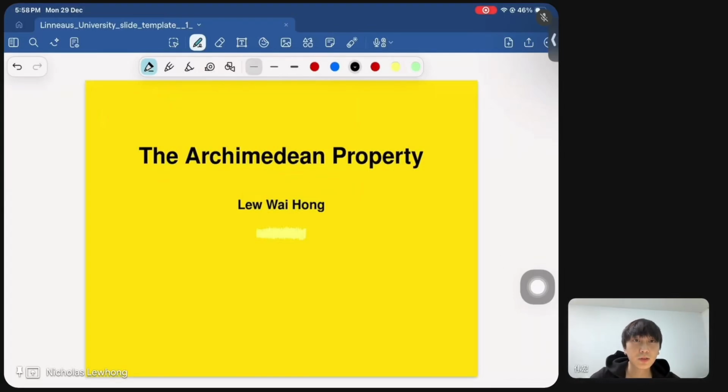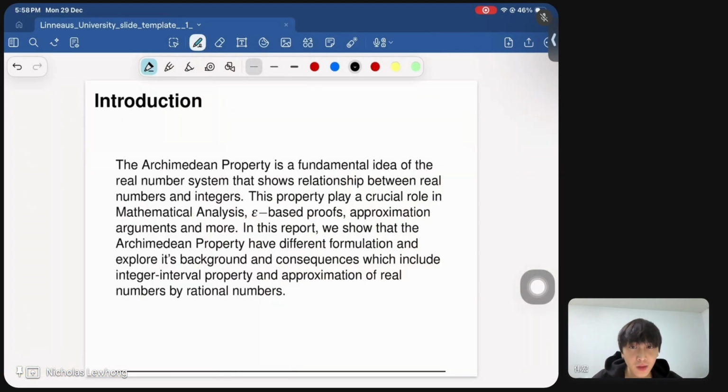Hi everyone, today I'll be talking about Mathematical Analysis I, the Archimedean Property. As a small introduction, the Archimedean Property plays a very crucial role in mathematical analysis. It can be easily used in inequalities and the real number system, and it can also be used in epsilon-delta proofs, approximation arguments, real number analysis and more. So it's very important to learn it.